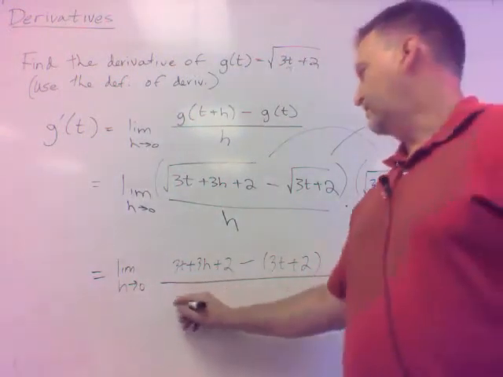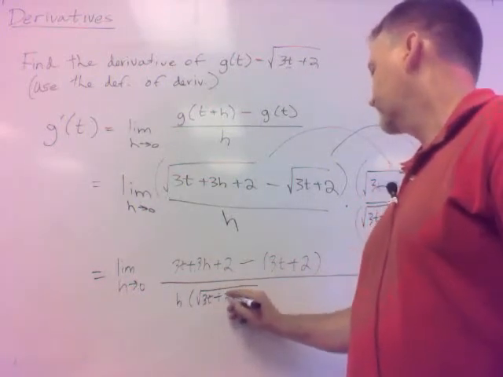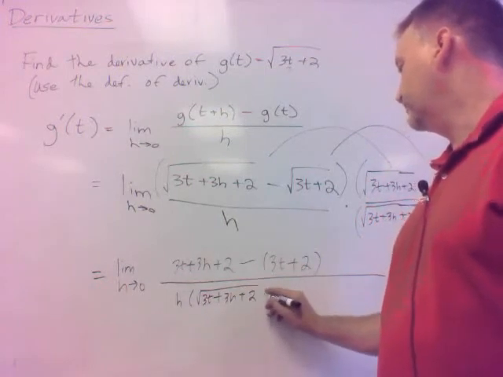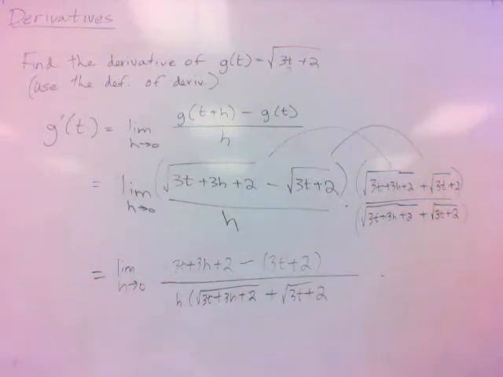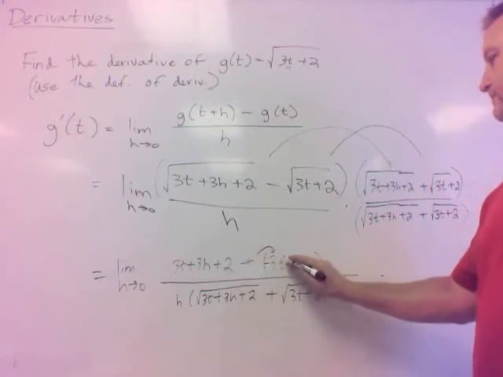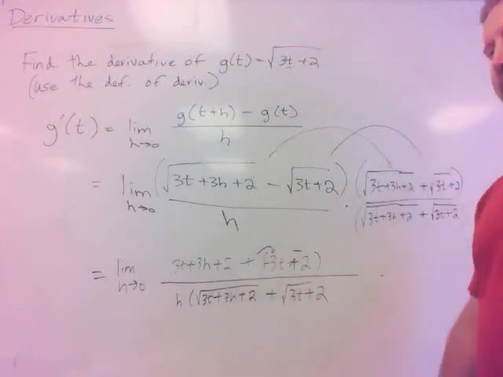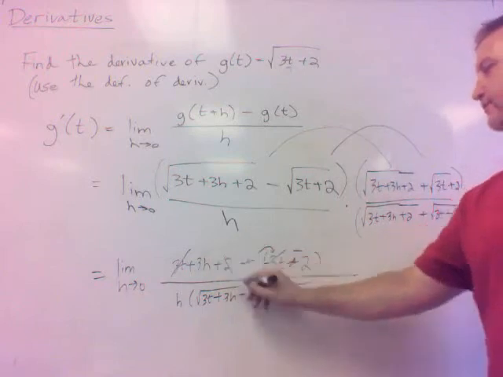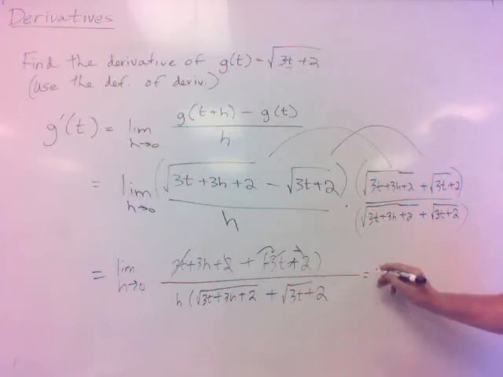But then what about the bottom? Well, the bottom, we're just going to leave it as it is, not going to multiply it out. So it'll be h times the parentheses: square root of 3t plus 3h plus 2 plus square root of 3t plus 2. All right, I'm not going to write all that again because what's going to happen, this is going to become a minus, and this is going to become a minus. So I have minus 3t, and I'll have minus 2. Well, that'll cancel minus 3t's out, 2's, they're out. So all that I have on top is 3h.